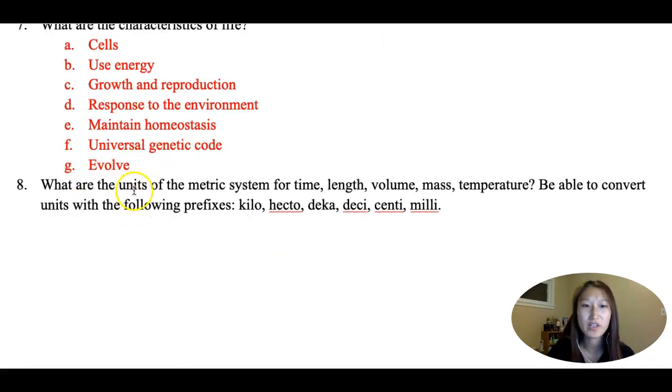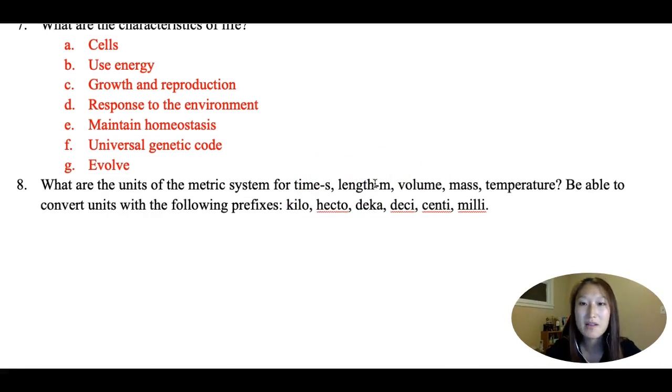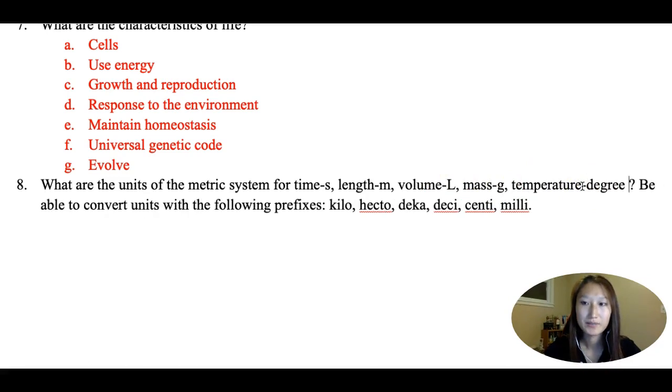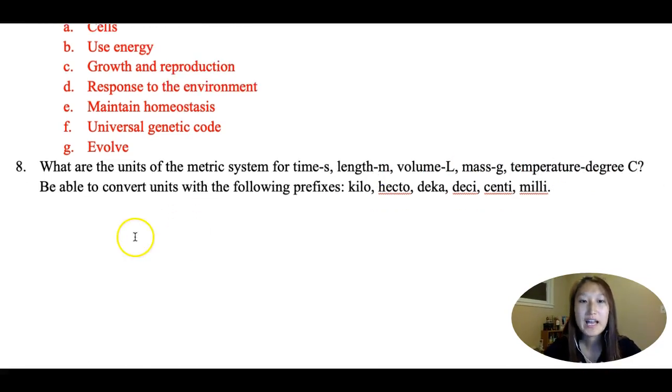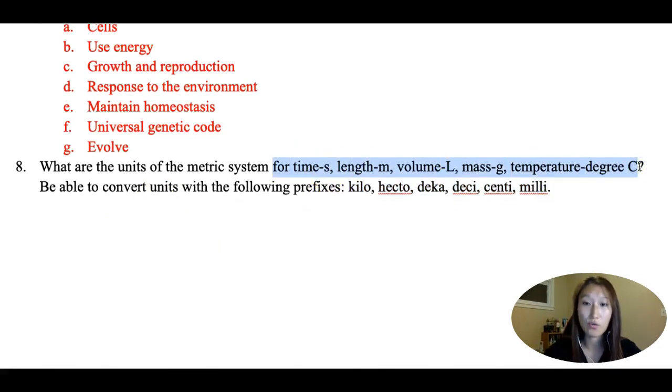Now the next one is, what are the units of the metric system for time? Time is second, or S. Length is meters, or M. Volume will be liters, which is L. Mass is grams, which is G. Temperature is degree Celsius. Okay, be able to convert these units. So you first need to know these are all the basic units, and then you can go from there, right?